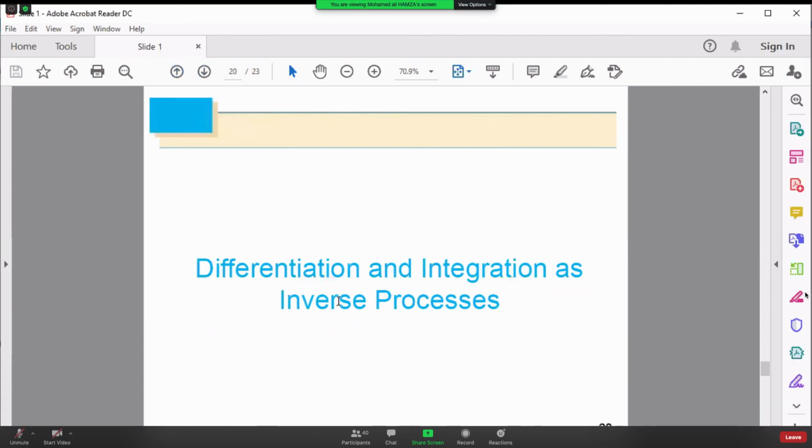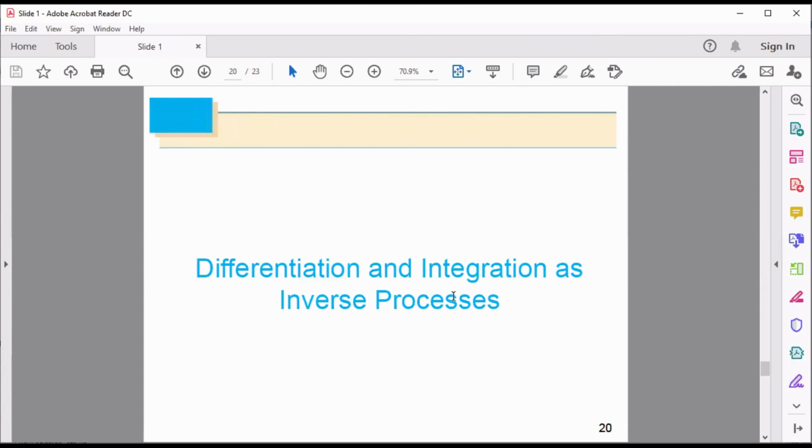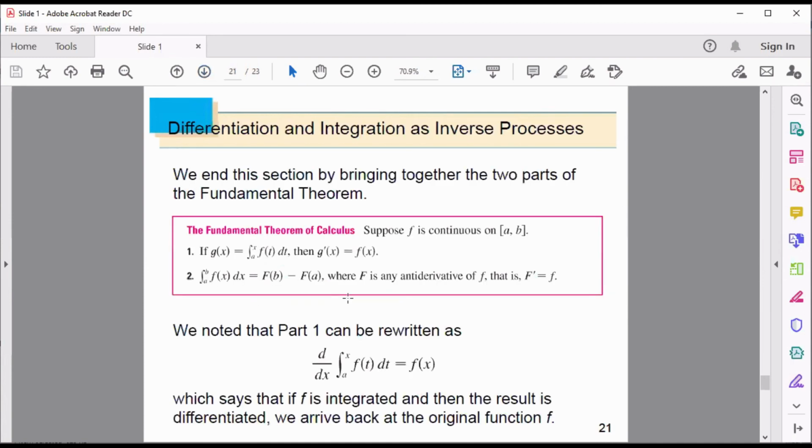Then to summarize what is calculus in one word, calculus is differentiation and anti-differentiation, or integration, because integration is the inverse process of differentiation. Okay. Then here we have all the useful information to remember. Here, in slide 21, we have the information requested.